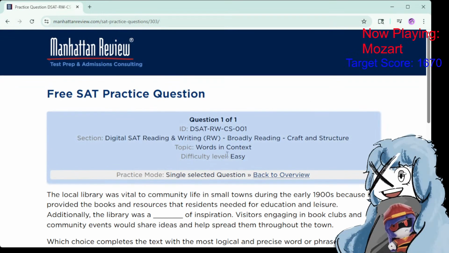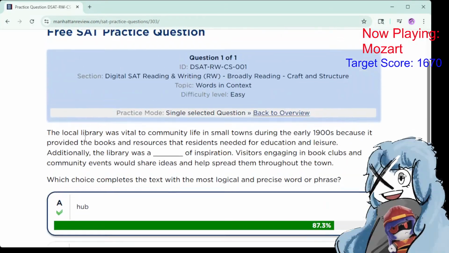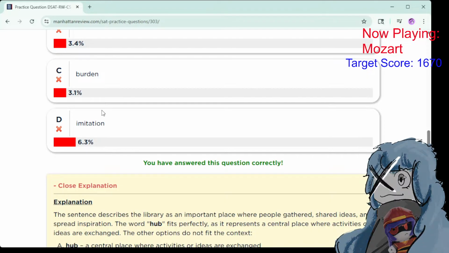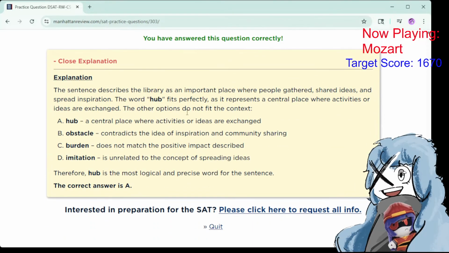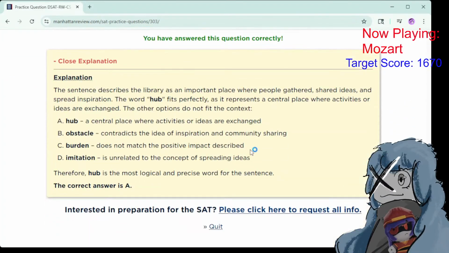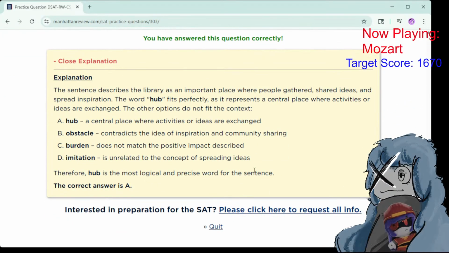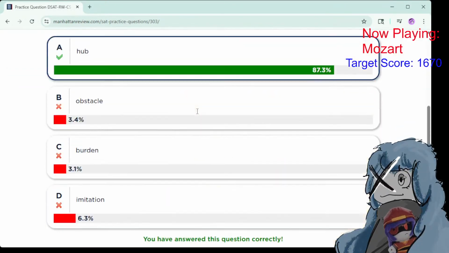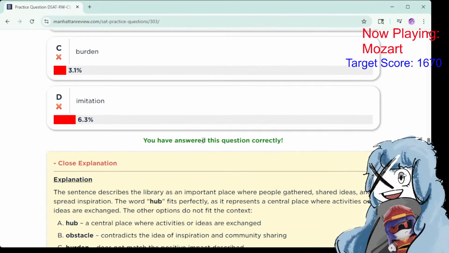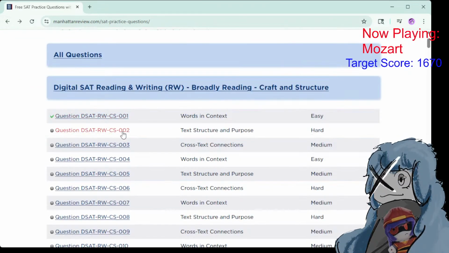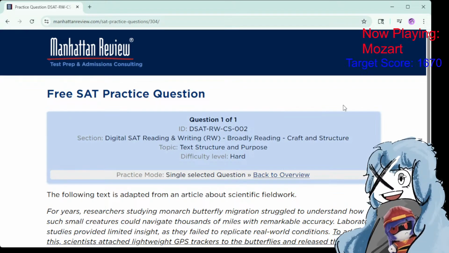This one's difficulty is easy, and you just click one of the answers, and they'll actually tell you why it's the right answer. This one's easy. We don't need an explanation. Where's the next option? How do I click next? And I just click out, I guess. Alright, next question basically.